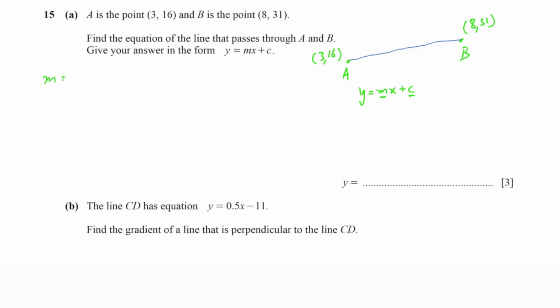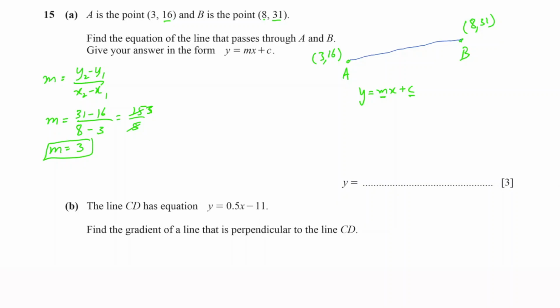We already used in the previous question, m is equal to (y2 minus y1) divided by (x2 minus x1). So y2 is 31, minus y1 which is 16, divided by x2 which is 8, minus x1 which is 3. If we solve this, 31 minus 16 is 15 and 8 minus 3 is 5, and we got m as 3 because 5 times 3 is 15, right? So m will be 3.